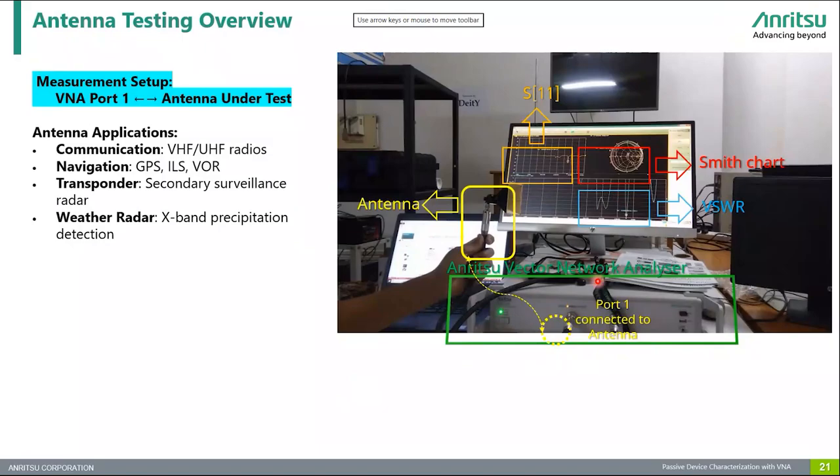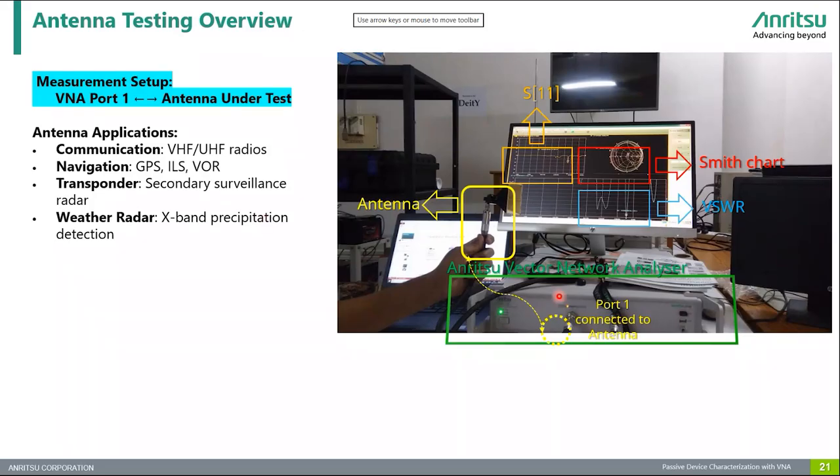signal reflections. Now let's look at the aircraft antenna applications, which are used in communications: VHF and UHF radios for air to ground and air to air links. Navigation relies on antennas for GPS, ILS, which is instrument landing system, and VHF omnidirectional range. Transponders are critical for secondary surveillance radar, helping air traffic control identify and track aircraft. Each of these systems demands high performance antennas that operate reliably across specific frequency bands and environmental conditions.